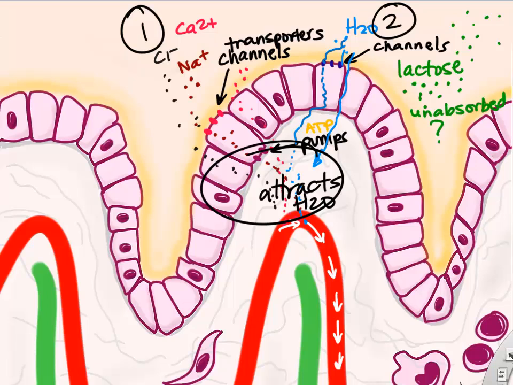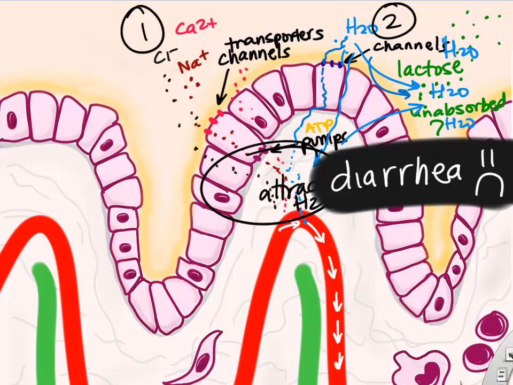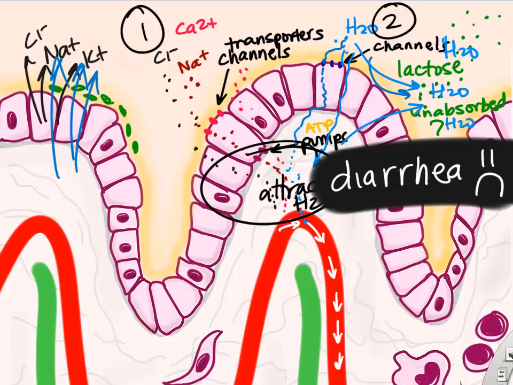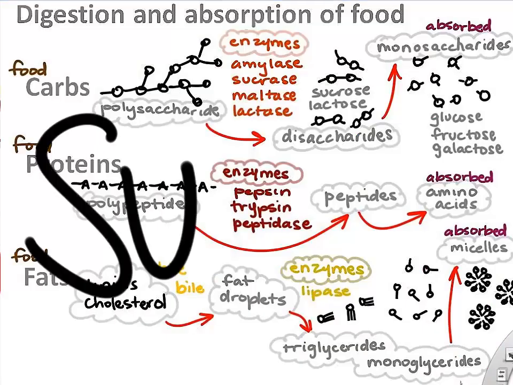Sometimes we can't absorb things like, say, lactose sugar. If you lack the right enzyme to digest it, it can give you diarrhea because basically the lactose stays in the tube and attracts water, which can cause diarrhea. Some bacteria can trigger diarrhea as well by making your little cells secrete sodium and chloride, which attracts water and again gives you diarrhea.